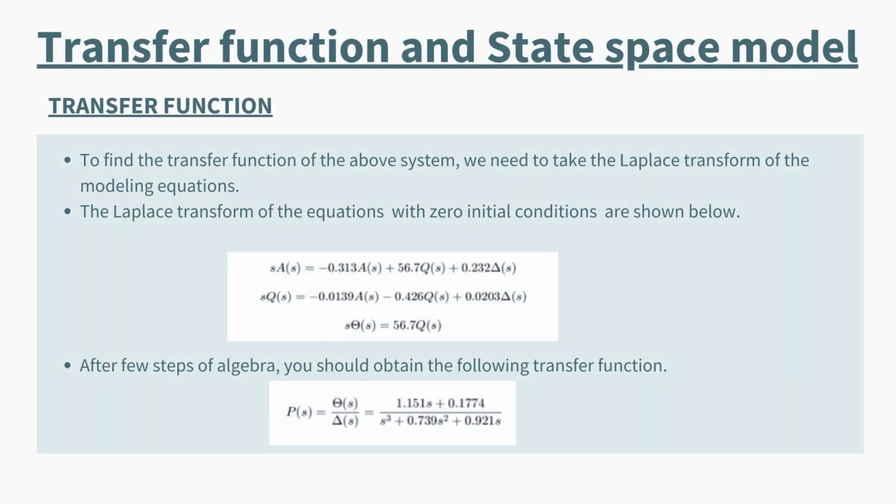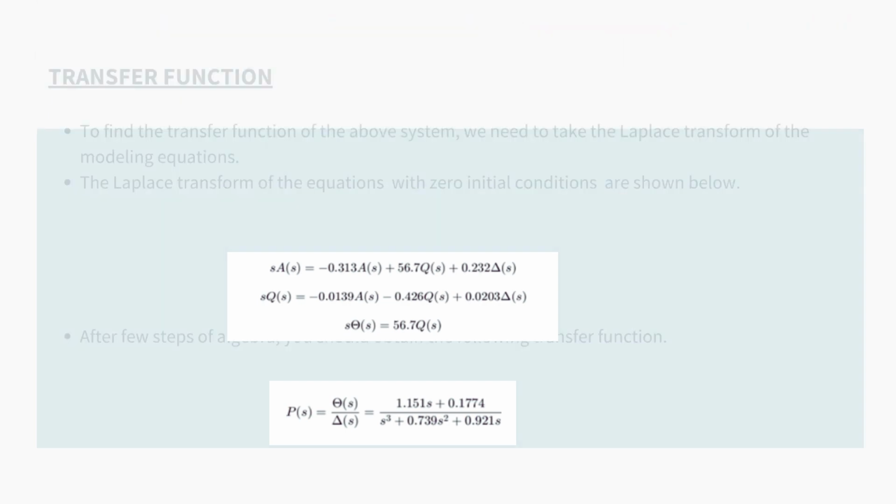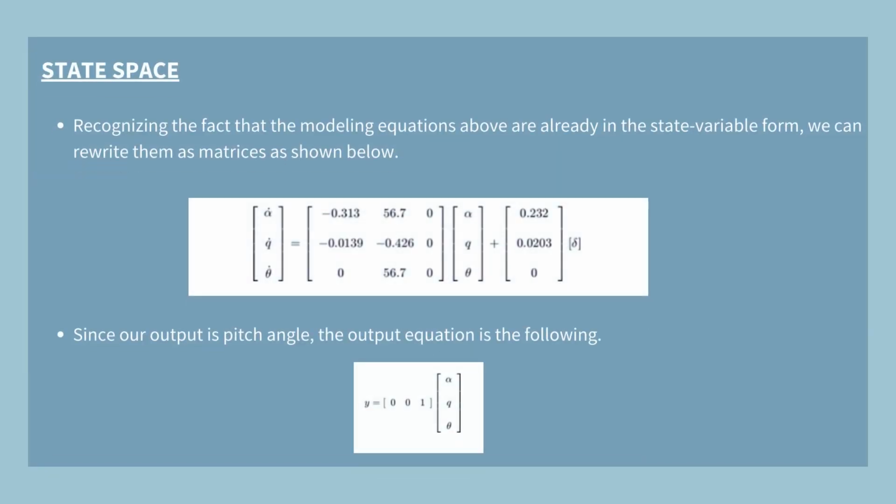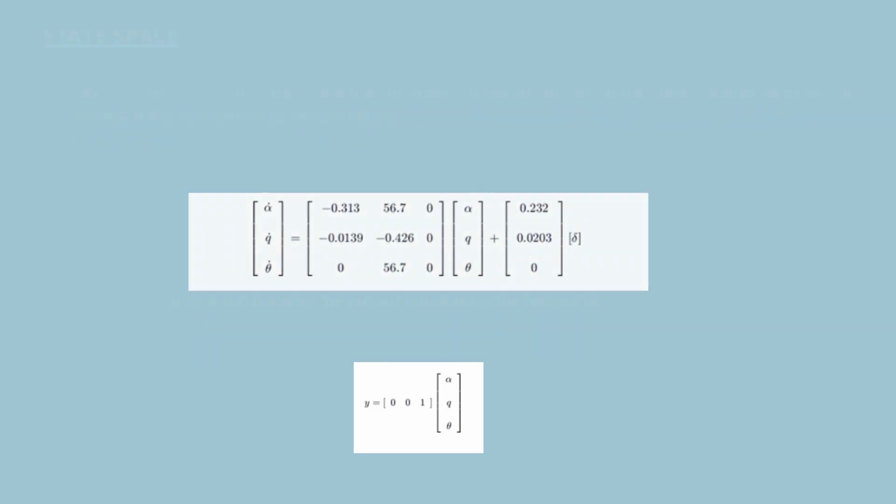In order to find the transfer function, all we have to do is take the Laplace transform, assuming that the initial conditions are 0. The Laplace transform of the above equations is shown below, and after performing the calculations, the transfer function is obtained, and it is given here as P(s) equal to theta(s) by delta(s). So coming to the state space model, here the modeling equations are already in the state variable form. So our task is pretty simple because we have to just represent them as matrices. And our output is the pitch angle, and the output equation is also given in matrix form.